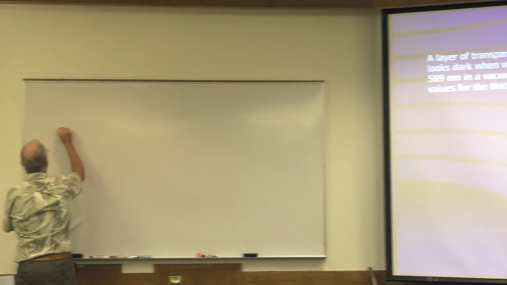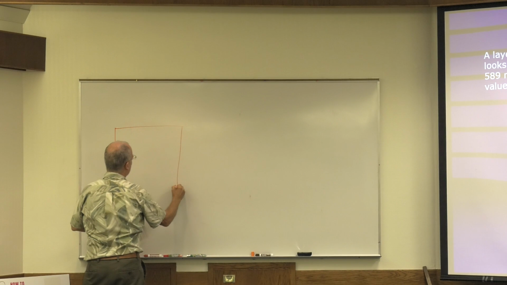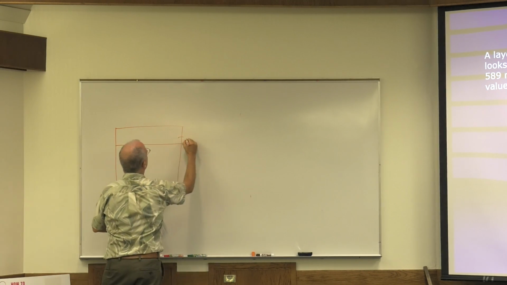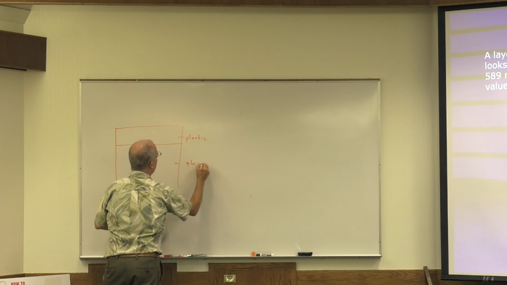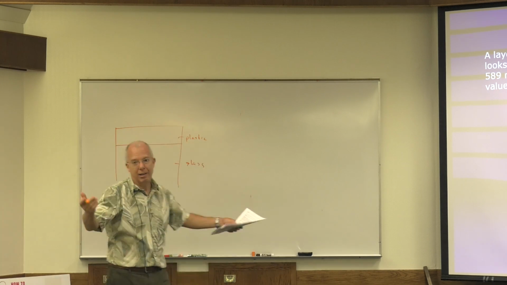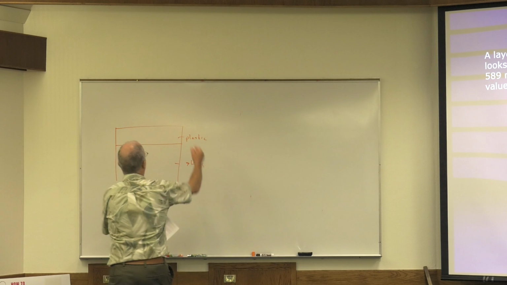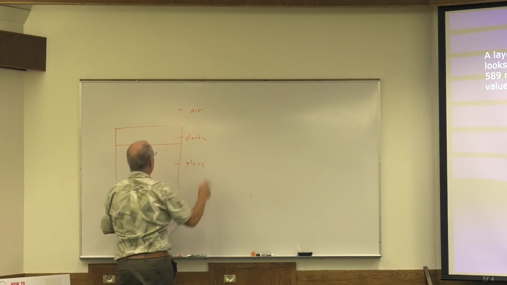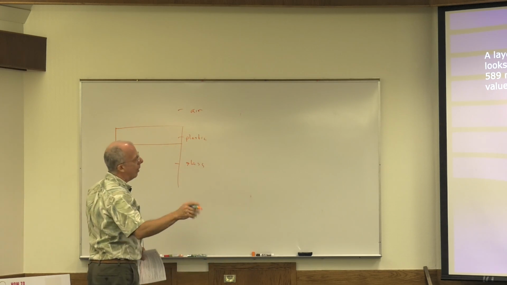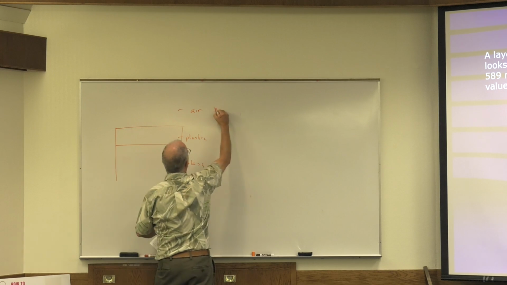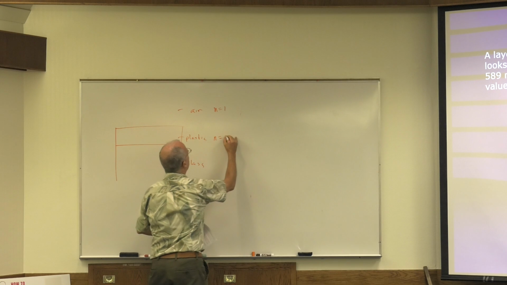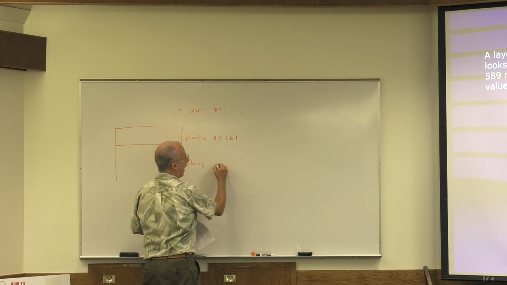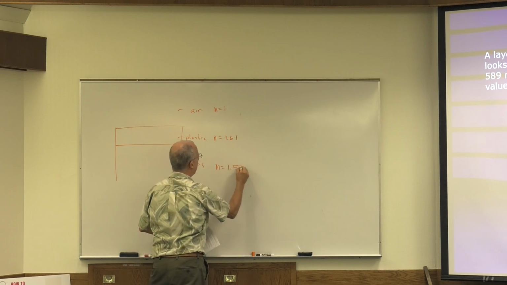So this is plastic, and this is glass. Now, what's above it? Well, air, right? So this is air. Okay. So that's the first thing. Now you're going to write down what you know. So air, n equals 1. Plastic, n equals 1.61. And glass, n equals 1.52.